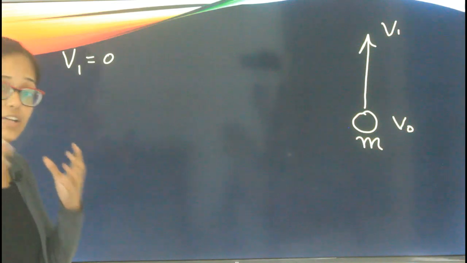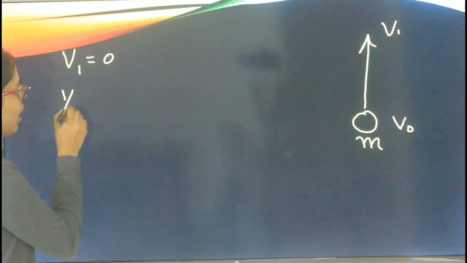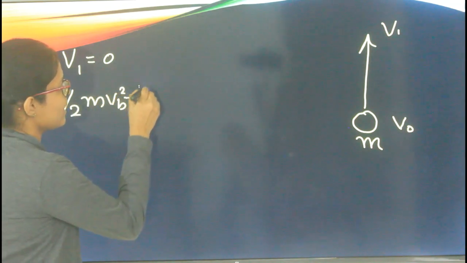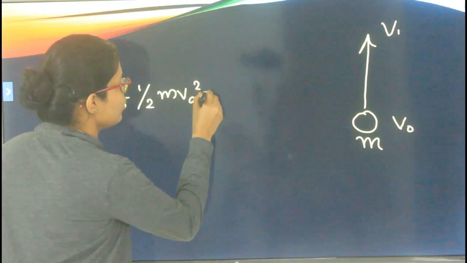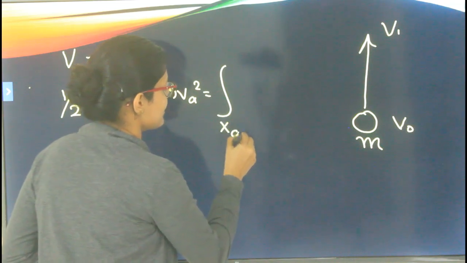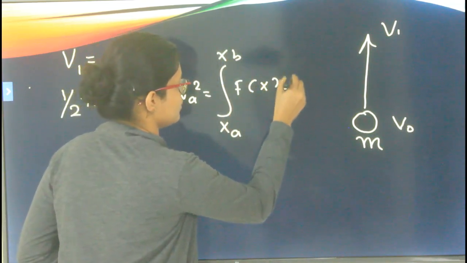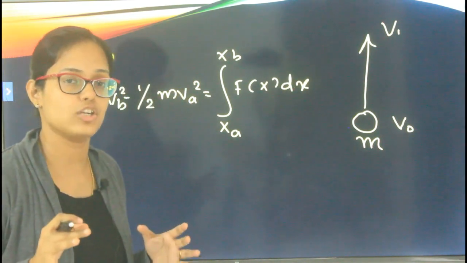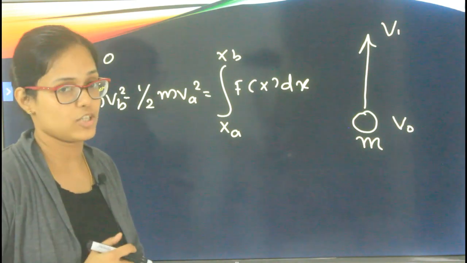And from our previous derivation, we know the final equation: half m vb square minus half m va square is equal to the integral from xa to xb of f of x dx. This is our final equation, the integrating equation for one-dimensional motion.